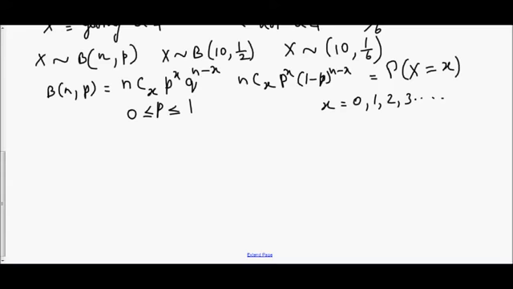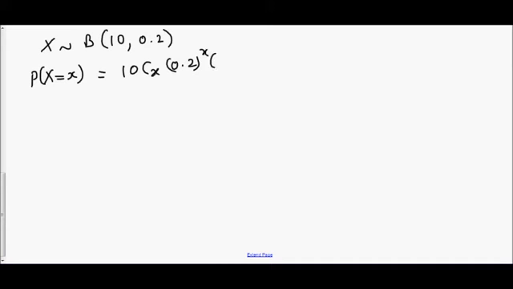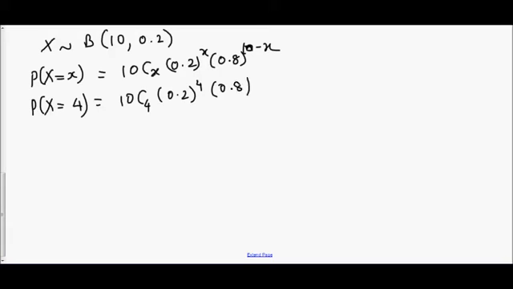Let's consider an example here. Say I have a random variable which follows a binomial distribution with 10 trials and 0.2 as its probability of success. Then the probability of X having a value of x is 10Cx, 0.2 to the power of x, and 0.8 to the power of 10 minus x. Here n is 10, therefore 10 minus x. So you can easily find out the probability of X equal to 4. You just substitute 10C4, 0.2 to the power of 4, and 0.8 to the power of 10 minus 4. You can get the values from the GDC.